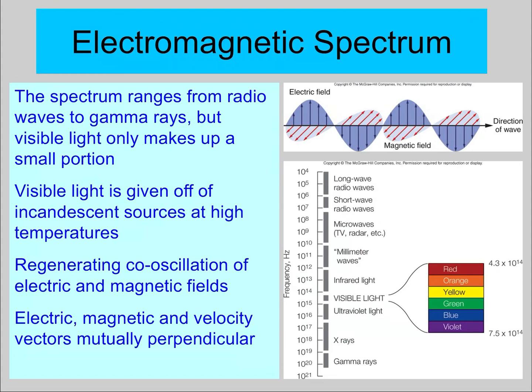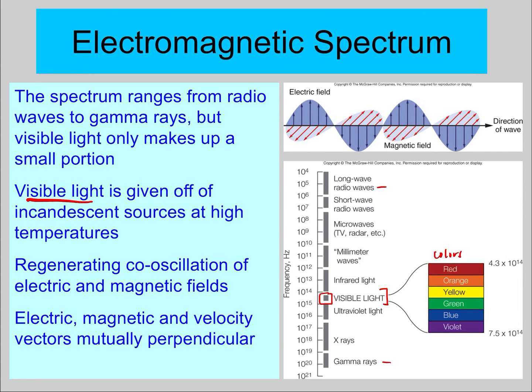So the electromagnetic spectrum may not be new to you. The spectrum ranges from radio waves all the way up to gamma rays. But the only part that we really normally concern ourselves with at this level is what's called visible light. And it only makes up a really small portion of the entire spectrum. Within that visible light band, this is where all of our colors show up. The red, orange, yellow, green, blue, violet. And so visible light is given off from incandescent sources at high temperatures. So those sources we just talked about on the previous slide give off visible light.